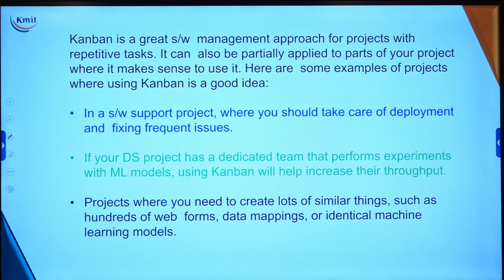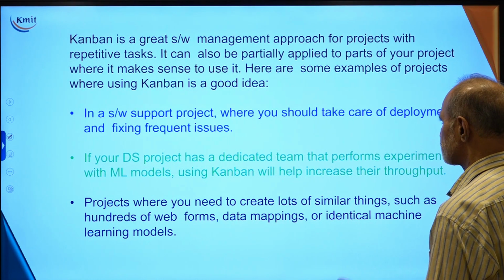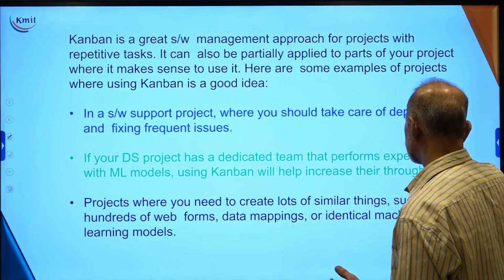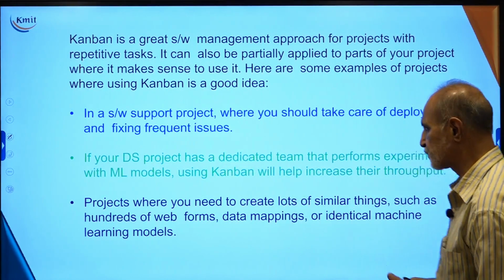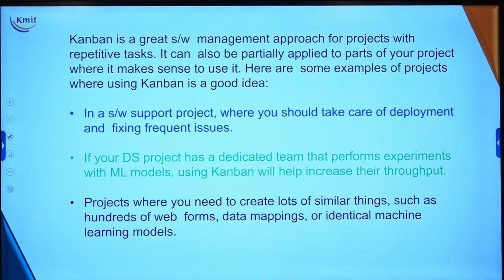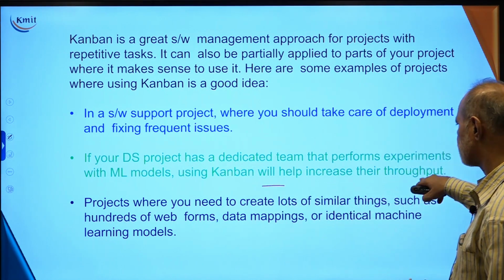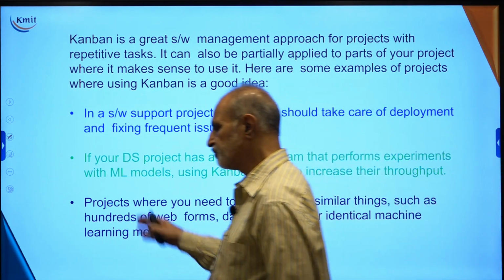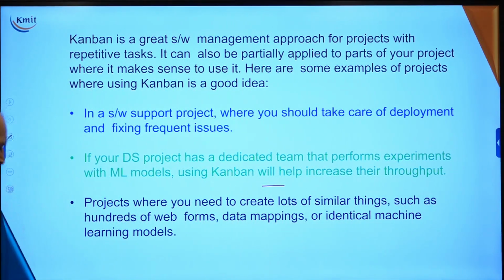Kanban is a great software management approach for projects with repetitive tasks. So it can also be partially applied to the parts of the project where it makes sense to use it. For example, in software support project management, when we should take care of the deployment and fixing the issues. In a data science project, we dedicate a team and perform experiments on the machine learning model tuning. Kanban will help increase their throughput. And in projects where you are used to creating a lot of similar things, such as hundreds of web forms, data mapping or identical machine learning models, Kanban is a beautiful project management technique.